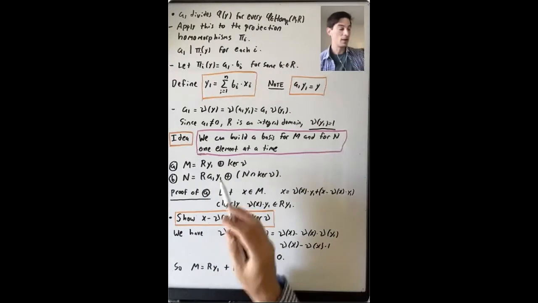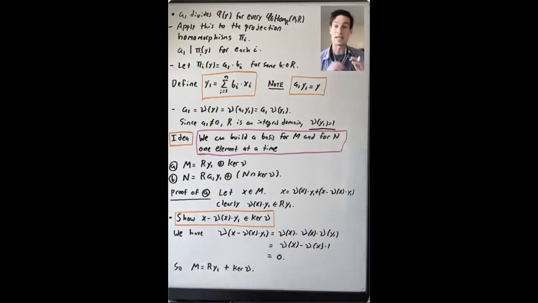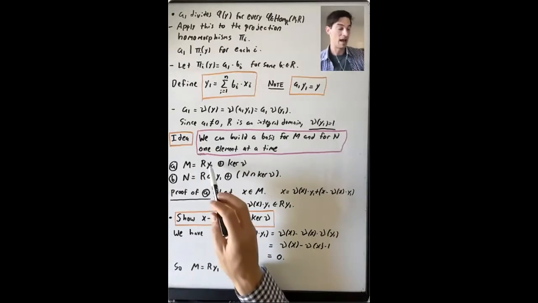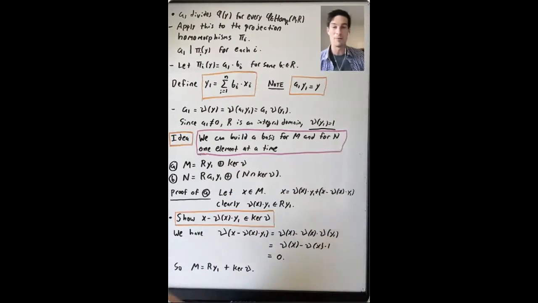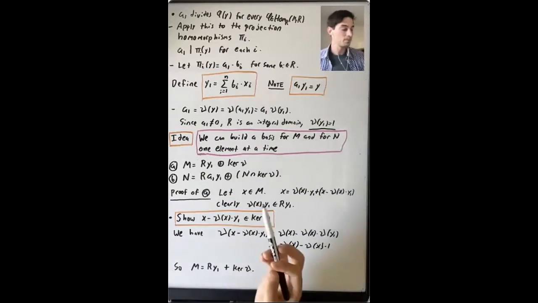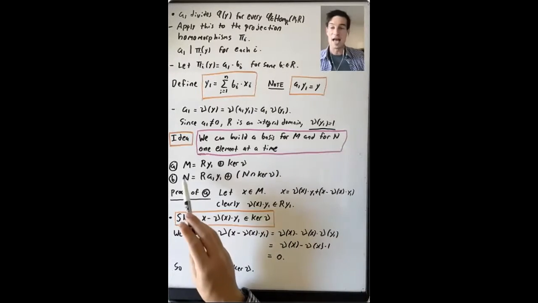Okay, so once we have these two results, the rest of the proof is not going to be so bad. It will go by induction. So we'll have our y1, our a1y1, and we'll continue in this way. We'll get a y2 and so on. All right, so let's prove A.